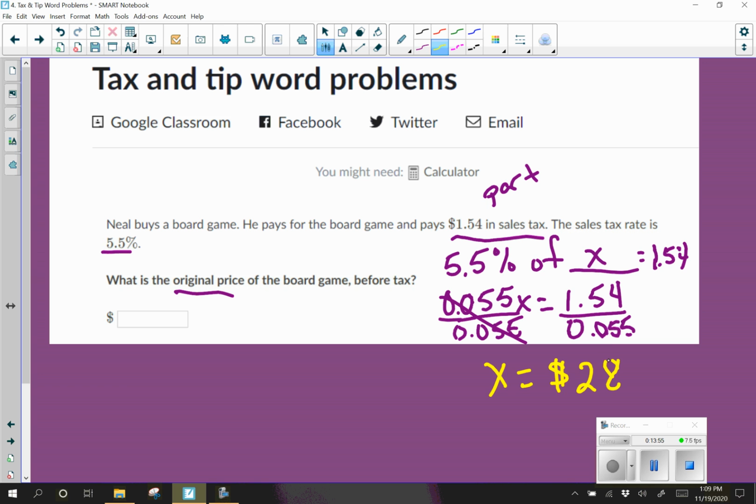which again, we can check it. Let's take 28 and multiply it by 0.055, and we should get our tax of $1.54, which we do. So the correct answer here is $28.